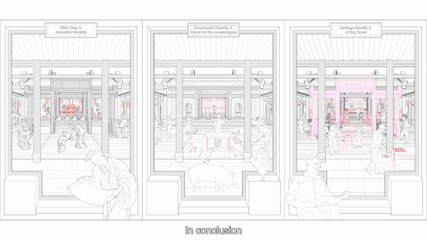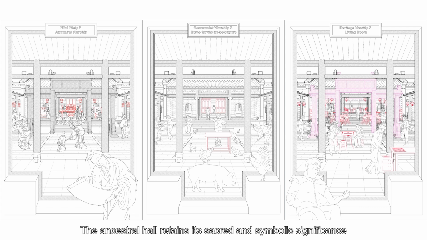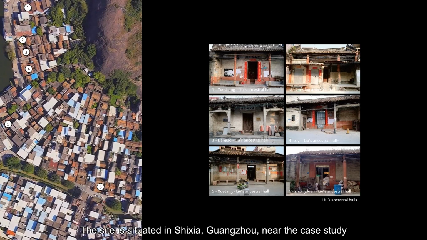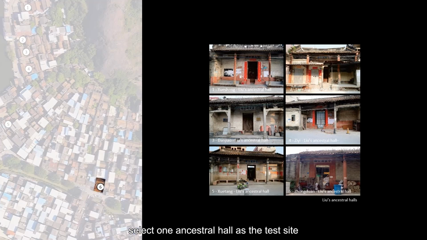A mutual support network emerged, with ancestral halls becoming integral. In conclusion, the ancestral hall, retaining its sacred and symbolic significance, is being utilized as a framework in unforeseen ways. Living with the dead. The dead means ancestors, past ideologies, dissolved family types, and unused space. This site is situated in Shixia, Guangzhou, near the case study. Select one ancestral hall as a test site.